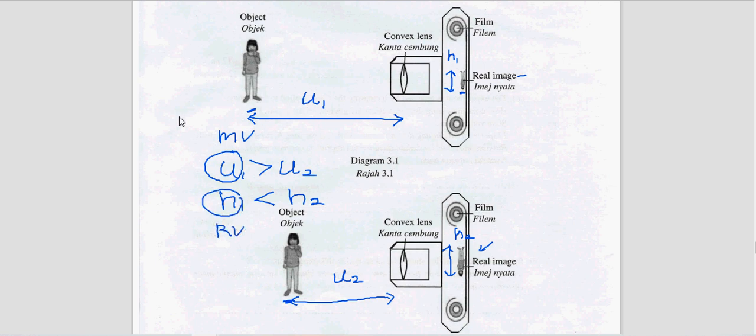Now, what will be the constant variable here? You can see the lens that we use is the same lens. So the focus of the lens, normally we are looking at the focal length of the lens. This will be the constant variable.